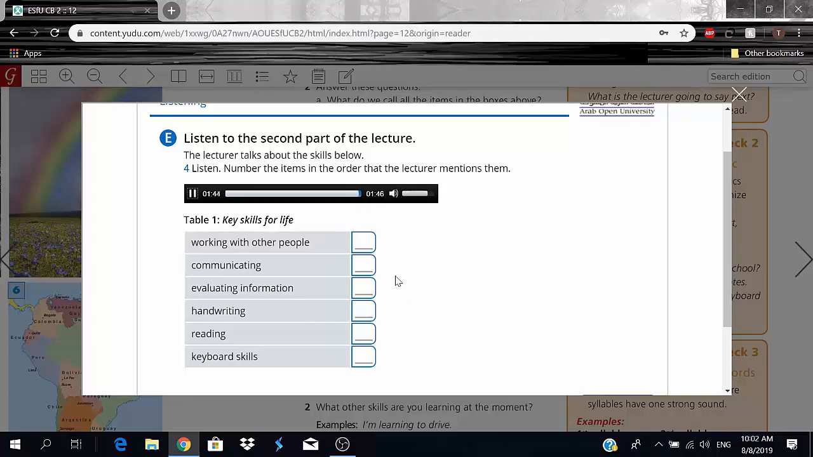Alright, now I'm going to play that one more time, and I'll be labeling the skills as we go, or numbering, I should say.